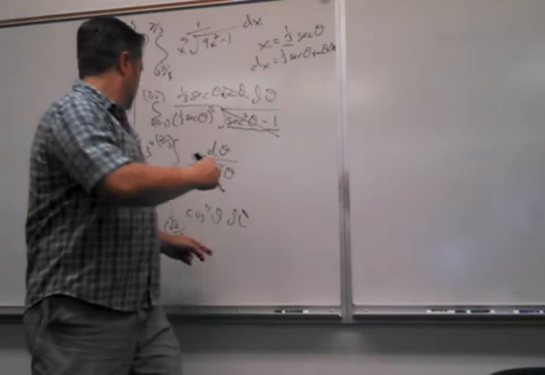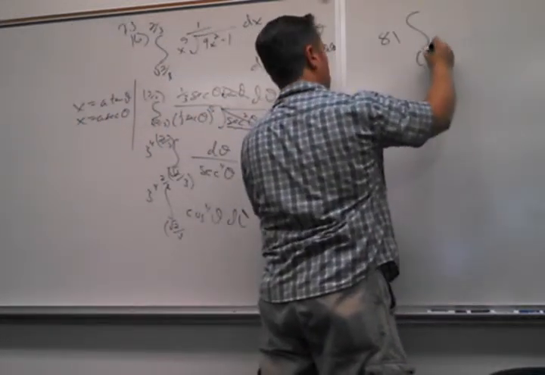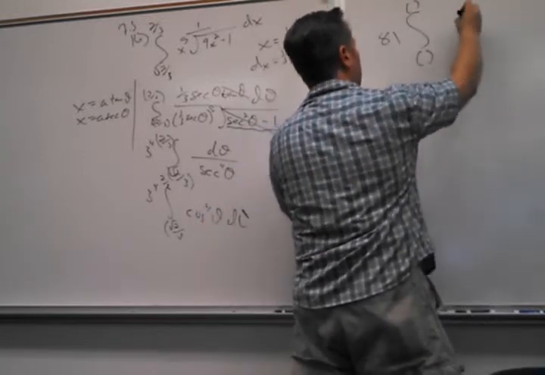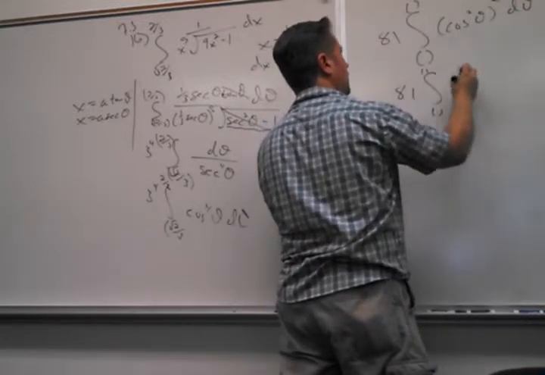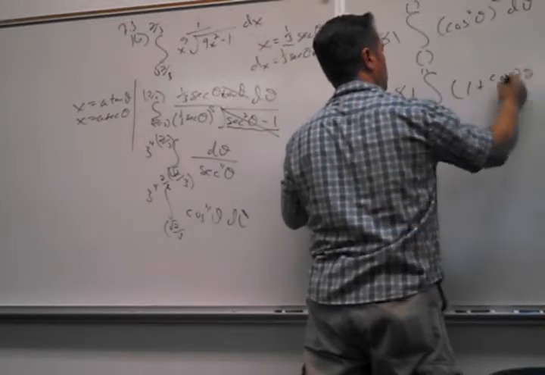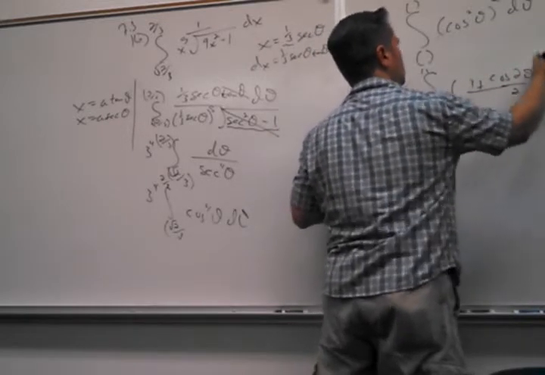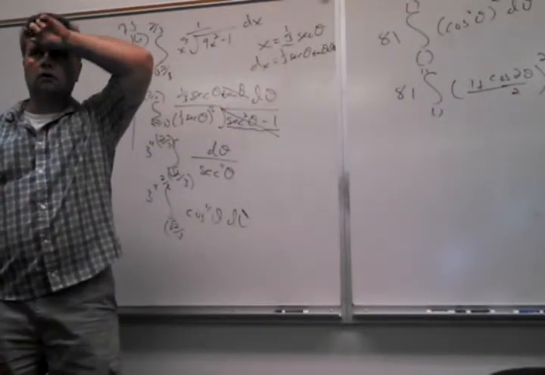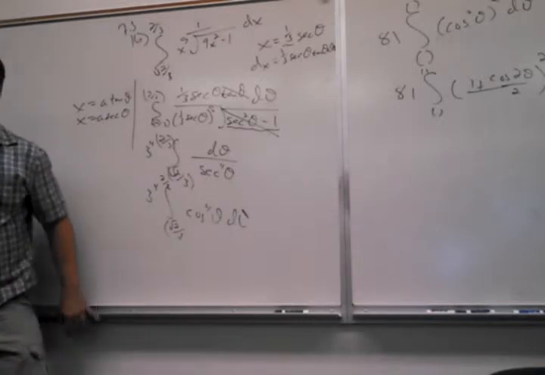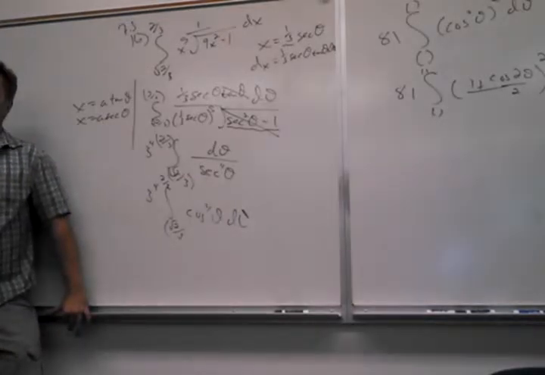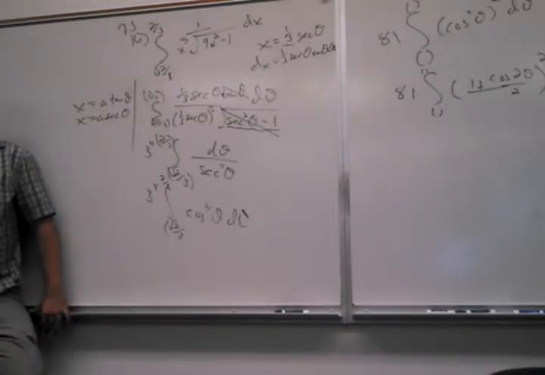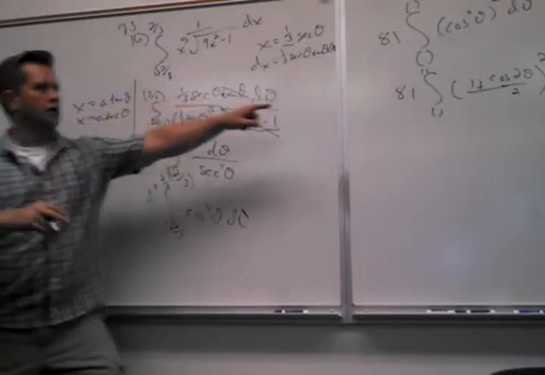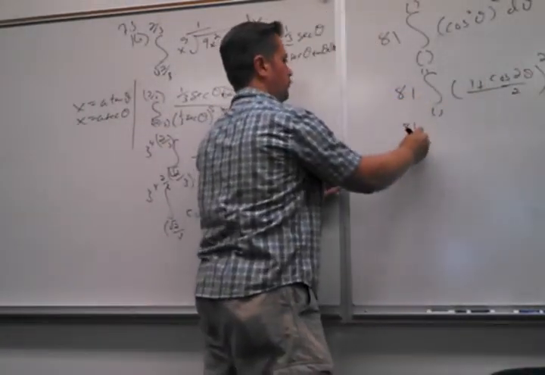So you get 81, cosine squared squared. I don't want to get tired writing those limits. So you get 81 times 1 plus cosine 2 theta, the whole thing over 2, squared. Is that cool? You guys with me? If you don't tell me the minute that I lose you, bad things happen. Yes, good. And then a 1/2 squared I can take out, so I get 81 over 4.